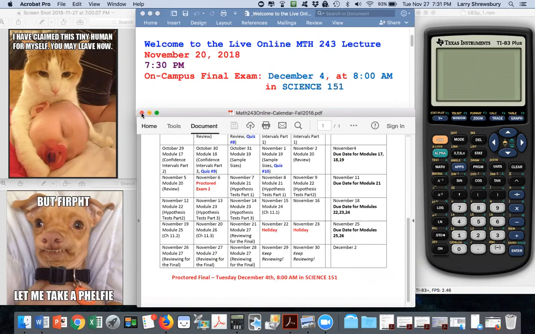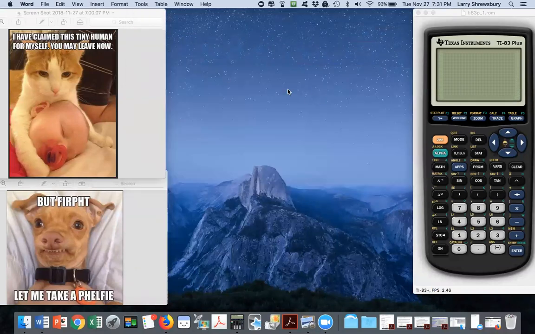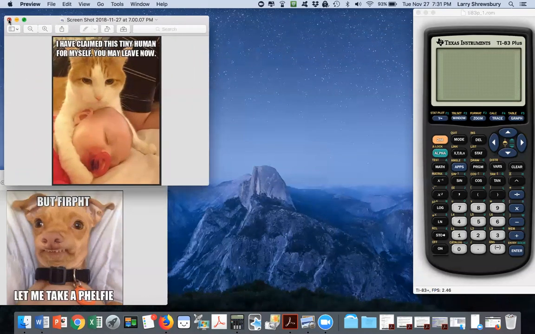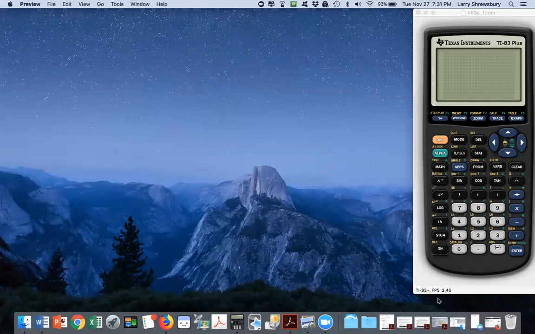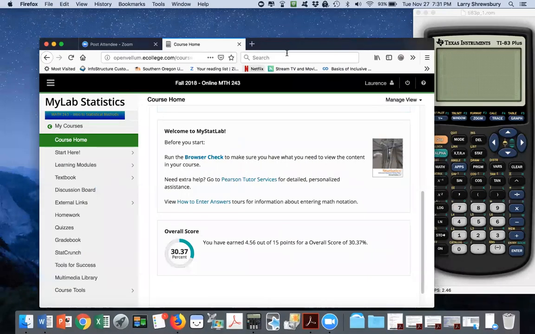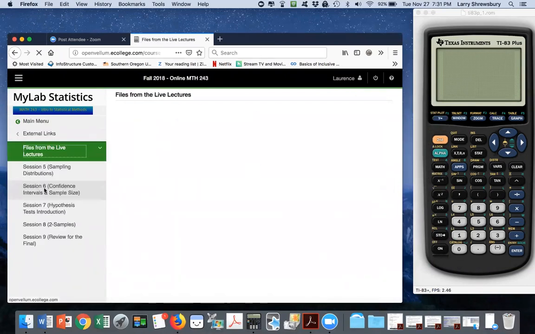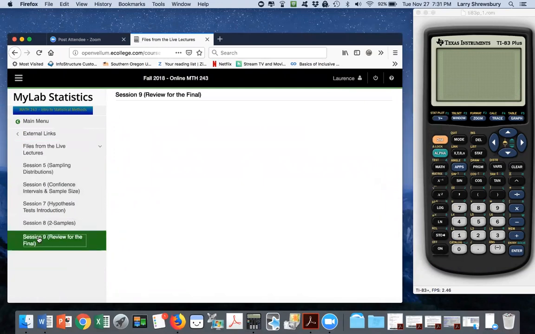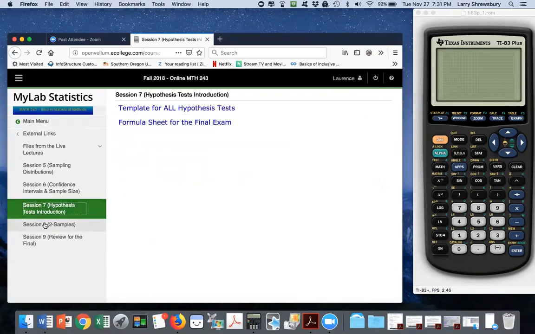So let me go ahead and close that. And let's get rid of that. And we probably don't need these little pictures anymore. And let's get over here to the website. And we go over to the external links, files from the live lectures. Now this is session 9, so I'll be using these documents from session 8, we had those things.